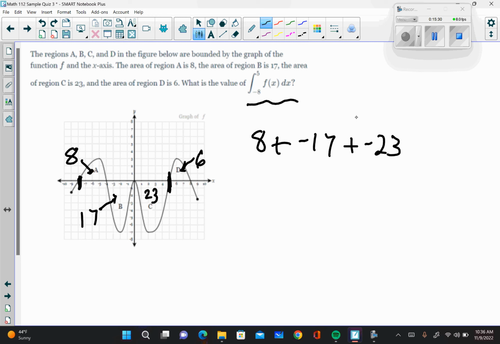We would if it said the integral from -8 all the way up to +8. But it doesn't say that. That's not a +8. So we're stopping here. 8 plus -17 plus -23. The 8 is a +8 because that area A is above the x-axis. So the final answer is -32.